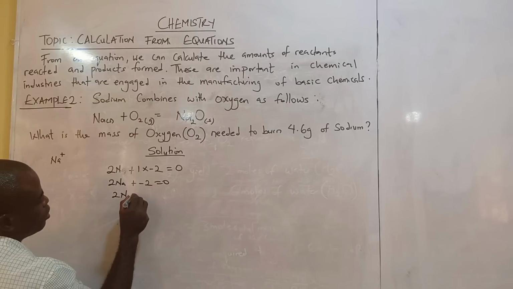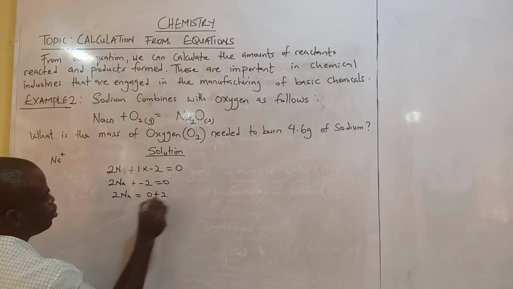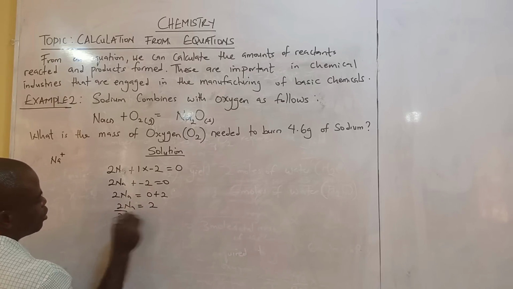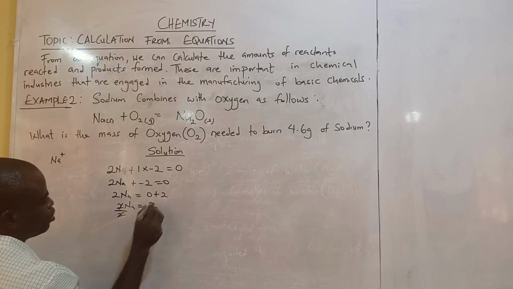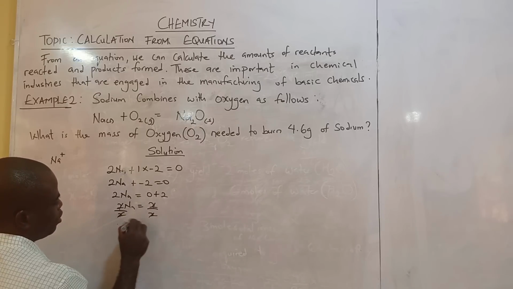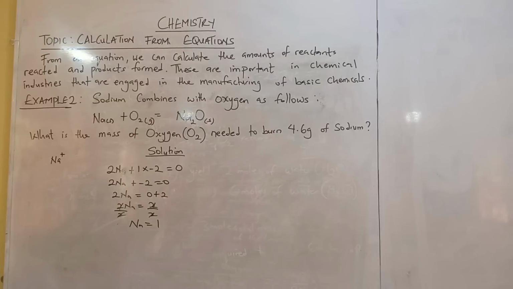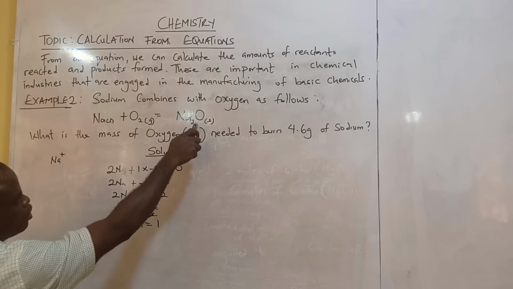2Na, collect the like terms: 0 plus 2. 2Na equals 2. Divide both sides by 2. Na equals 1. That is sodium 1 oxide.